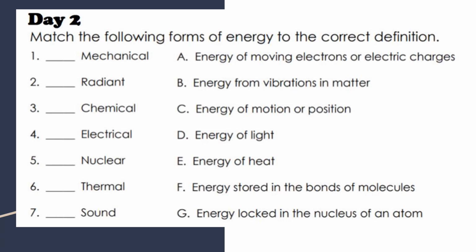So let's go ahead and just go through the list here. Chemical is going to be F, and this is all the chemicals stored in the bonds of molecules. So if you have a CO2 molecule or an H2O molecule, let's just sketch it real quick. If I can release these bonds, then I can get a lot of energy. Okay, I can release it. I can have it kind of flow out.